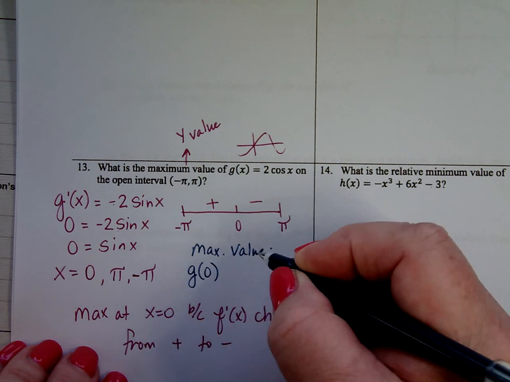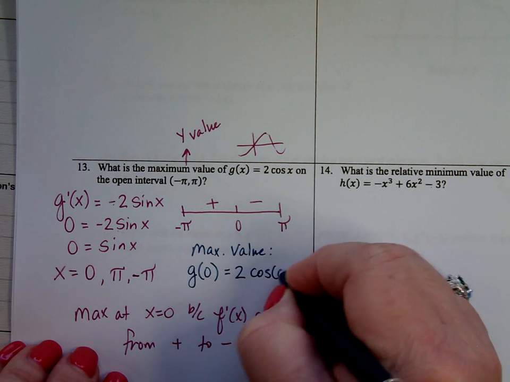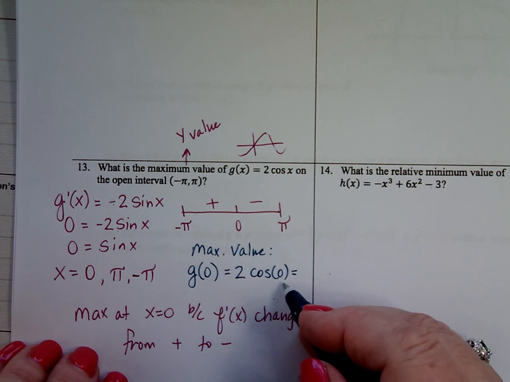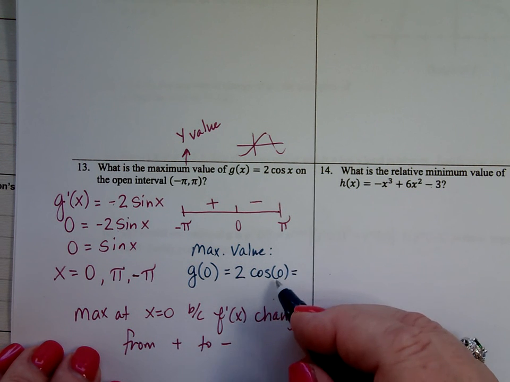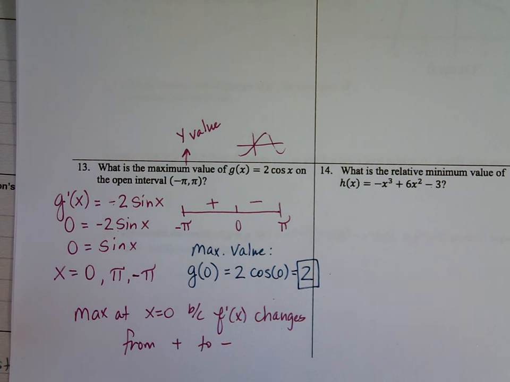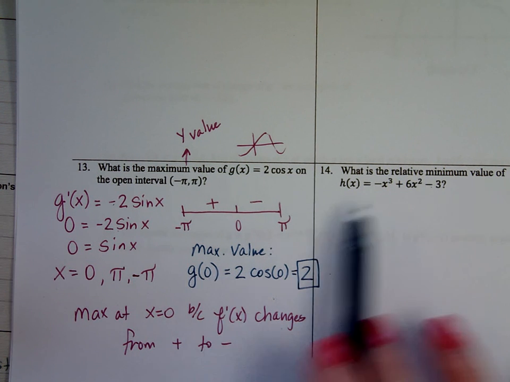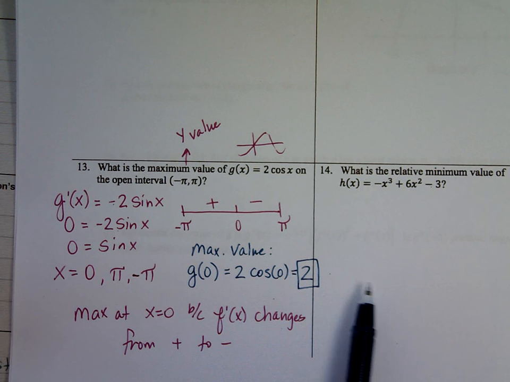All right, so go back to the original. 2 times the cosine of 0. Well, the cosine of 0 is 1. 1 times 2 is 2. And so that, not that I want to box answers in, because you know Mr. AP doesn't like boxes, that's my answer. That's the maximum value because that is the y value at that maximum point. All right, so that's 13. 14 is going to be the same thing. You're going to have to figure out where the minimum is and what the y value is attached to that.